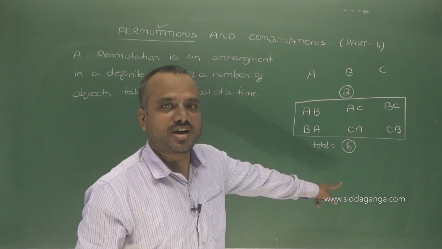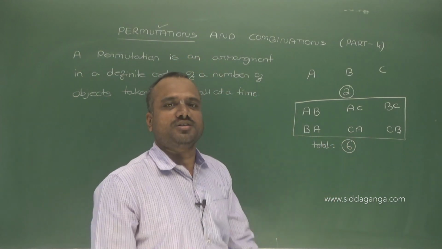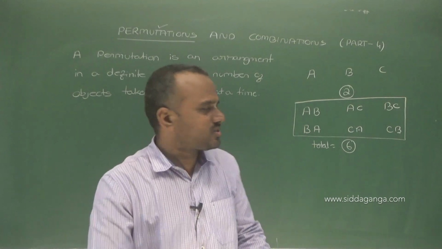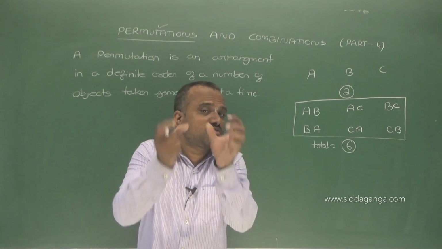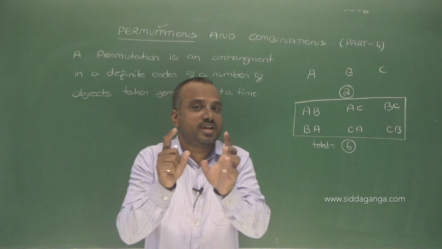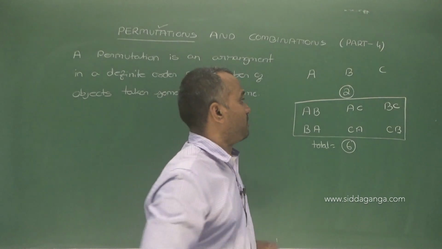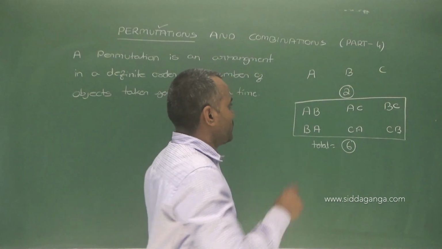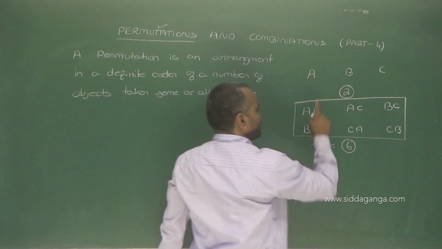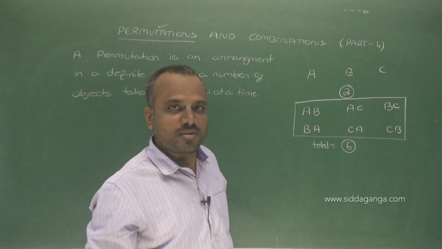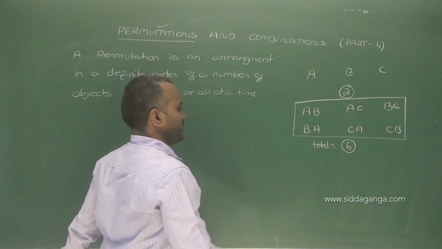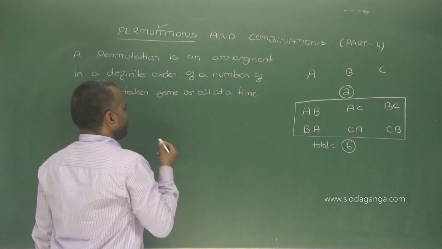This we call permutation. Very simple concept. This we call arrangement of elements taken some at a time or all at a time. What does all at a time mean, sir? I use these 3 alphabets A, B, C. Taken all at a time means we have to arrange 3 at a time.